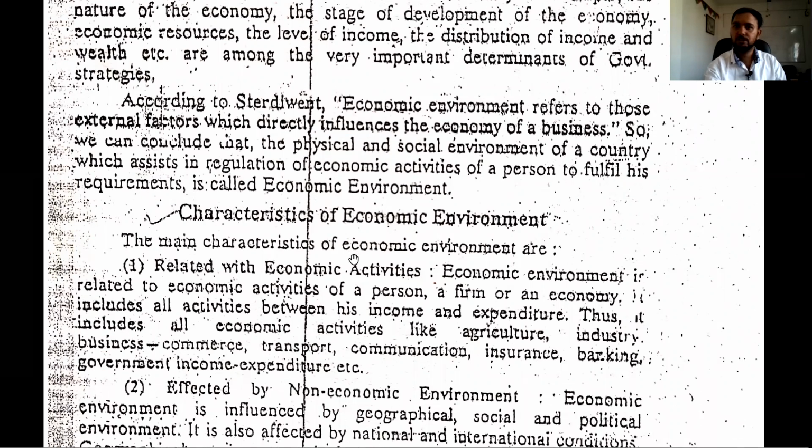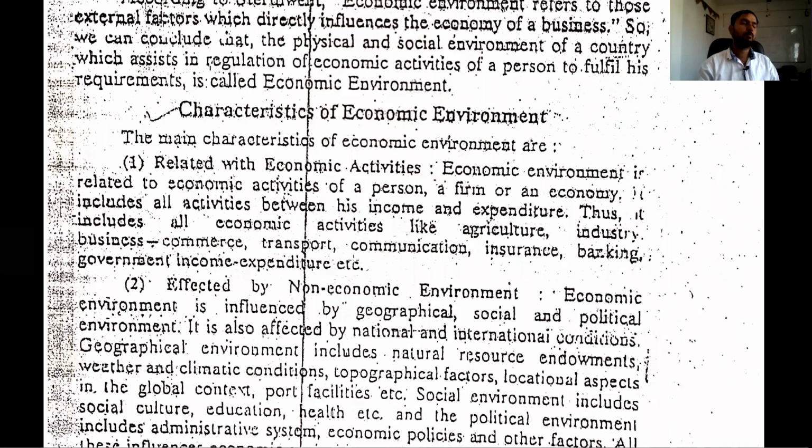Now we have the characteristics of economic environment. What are the characteristics of economic environment? So we have written the first point here: it is related with economic activity. Economic environment is closely related with economic activity. Whatever expenditure the company incurs during the production process, whatever profit or revenue the company gets from the market, are things which are directly connected with economic activities, and those are considered under the economic environment. So the very first characteristic of economic environment is that it is related with economic activities.